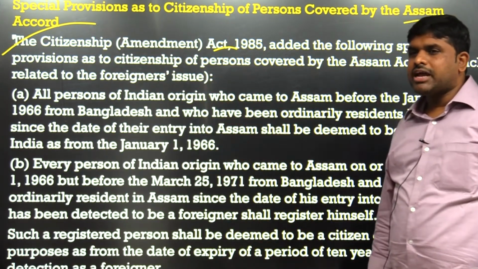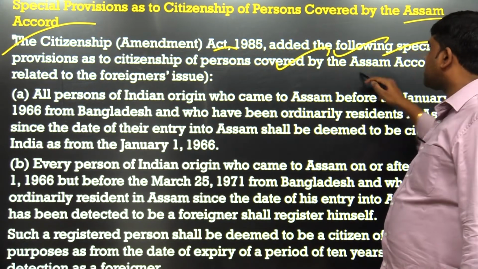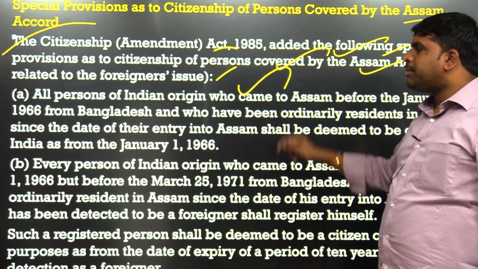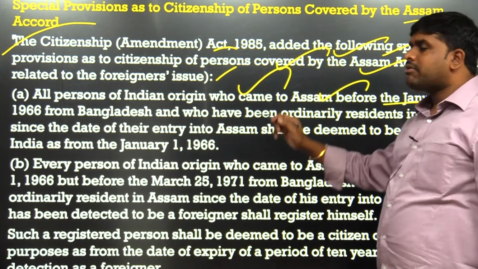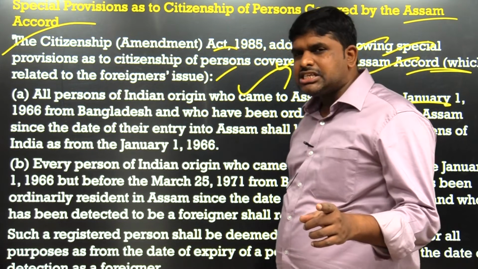The Citizenship Amendment Act of 1985 added the following special provisions as to citizenship of persons covered by the Assam Accord, which related to the foreigners issue. All persons of Indian origin who came to Assam before January 1, 1966. Why January 1st, 1966? In 1965, what war?